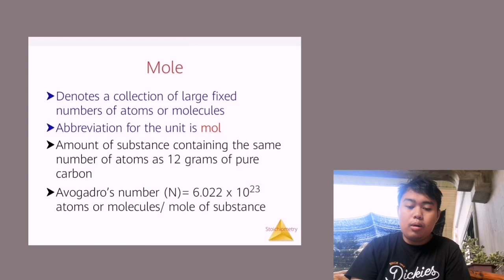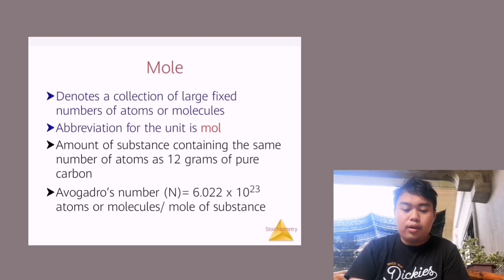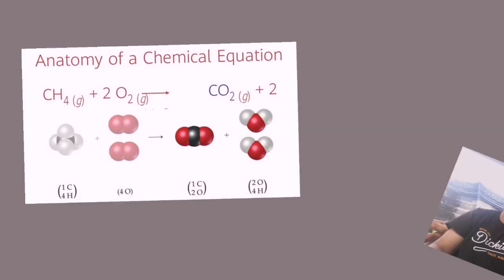Mole denotes a collection of a large fixed number of atoms or molecules. Abbreviation for the unit mole: the amount of substance containing the same number of atoms as 12 grams of pure carbon. Avogadro's number equals 6.02 times 10 to the 23rd atoms or molecules per mole of substance.